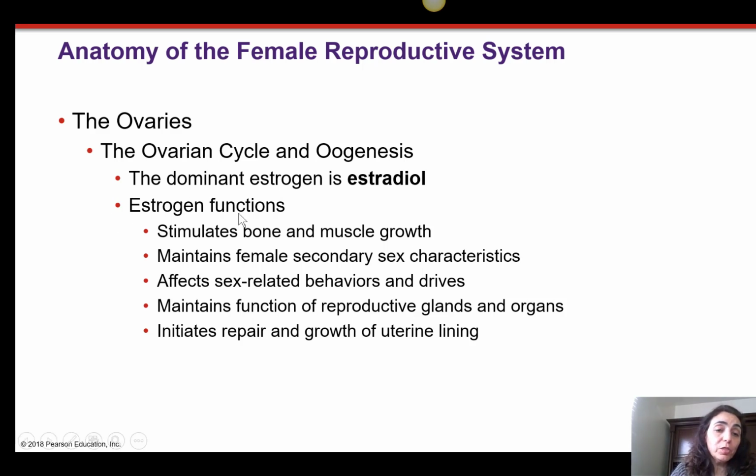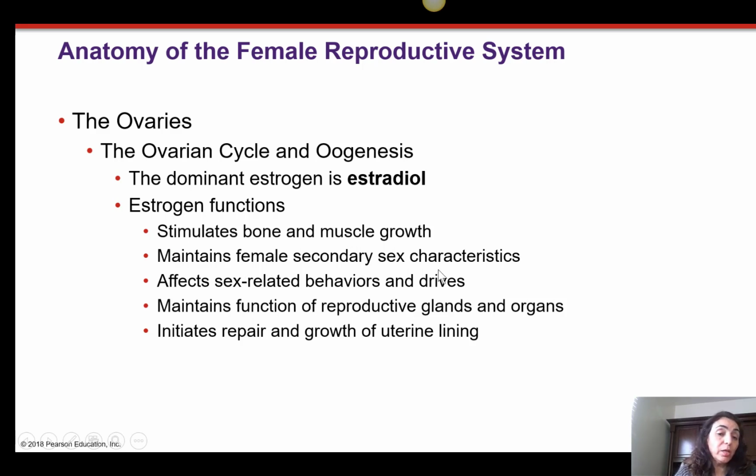So the functions that we have for estrogen, the same way that we said the testosterone function is beyond the sex hormones and has some metabolic effects over the whole body, the same is true here too. Estrogens have several functions. It stimulates bone and muscle growth, again.